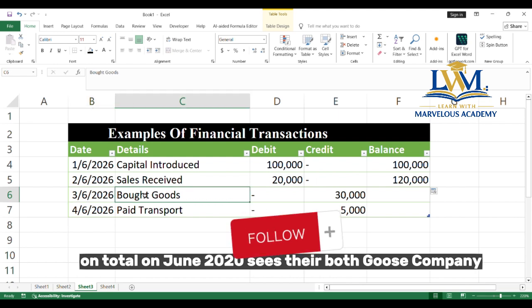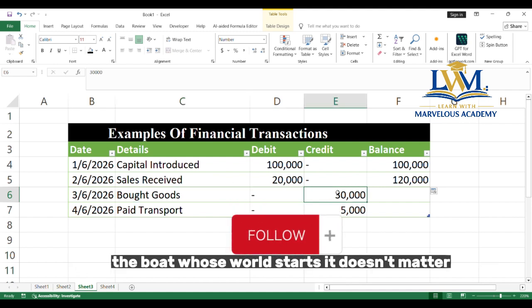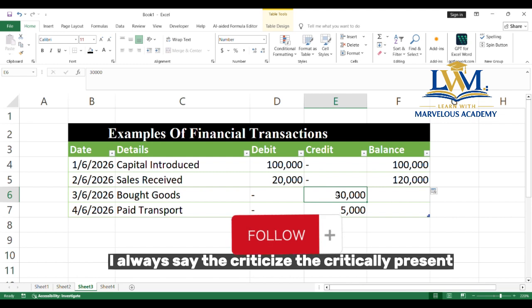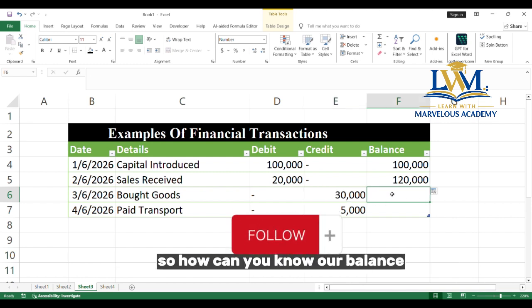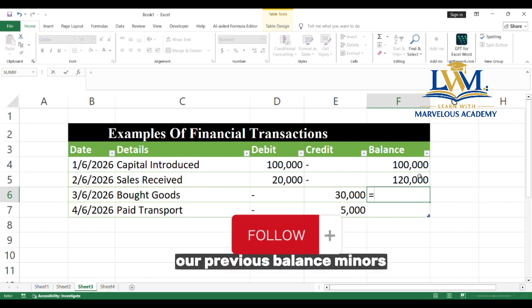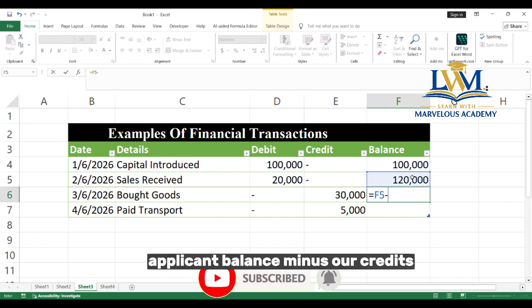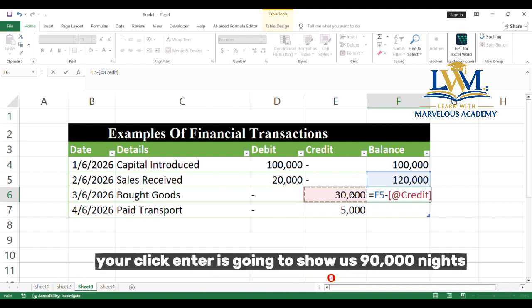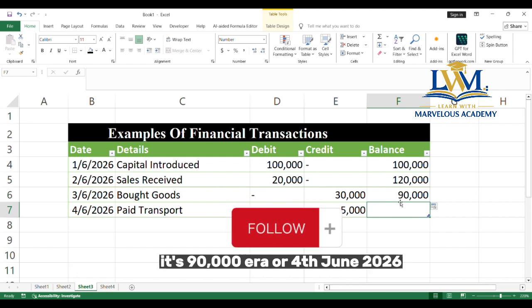On 3rd of June 2026, the company bought goods. That means the money is leaving the company. They bought goods worth 30,000 naira. I always say the credit side represents the money leaving the business. So how can we know our balance? We press equals, our previous balance minus our credit. You click enter. It shows us 90,000, and that is the remaining balance of our company's account now: 90,000 naira.